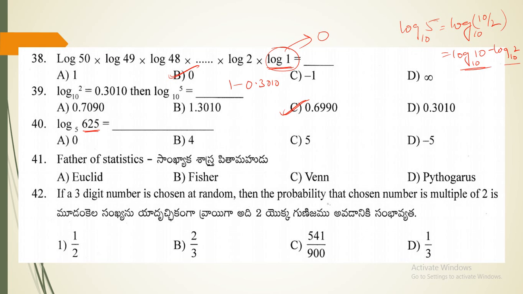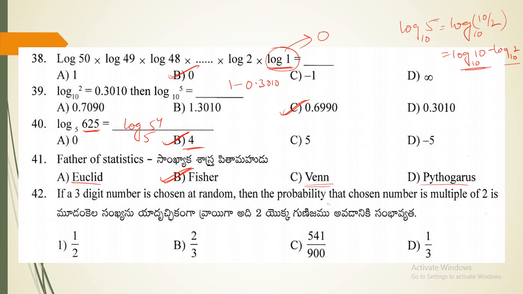Next, 625 I can write as 5 power 4. So log of 5 power 4 to the base 5. By using the power formula we can write 4 as the answer. Next, father of statistics: Ronald Fisher. So Ronald Fisher is the father of statistics, right? Euclid, father of geometry. Next, Pythagoras, so Pythagoras theorem.